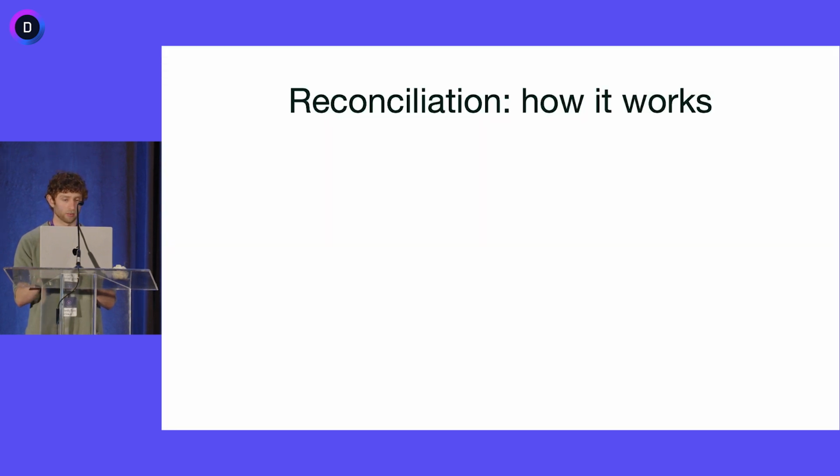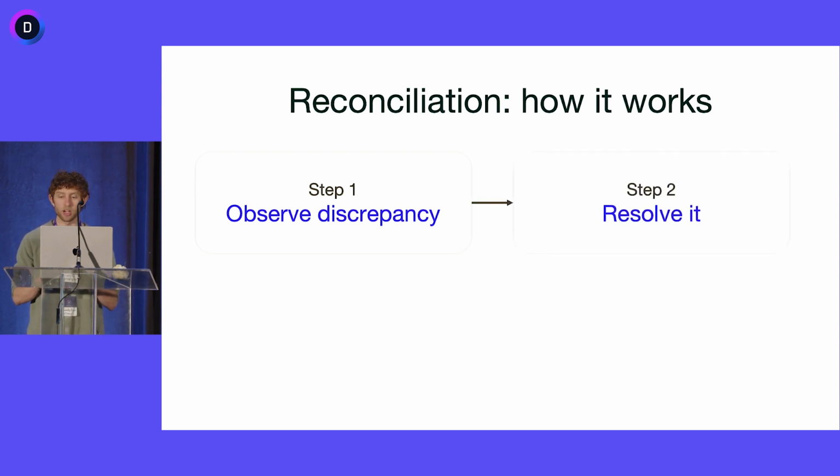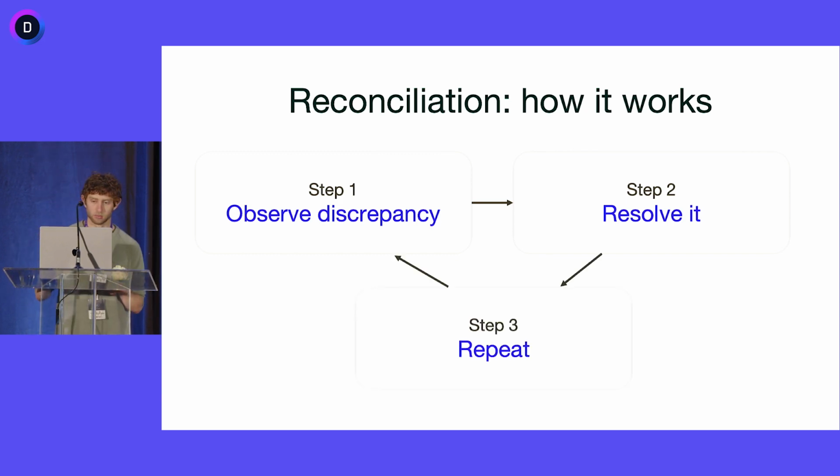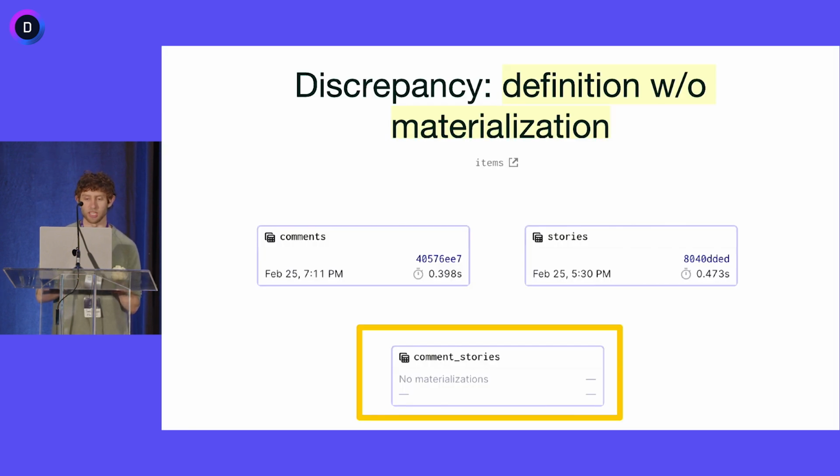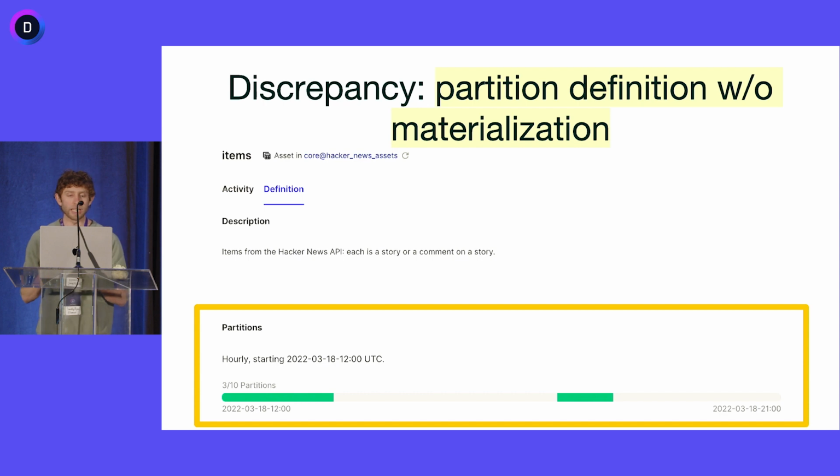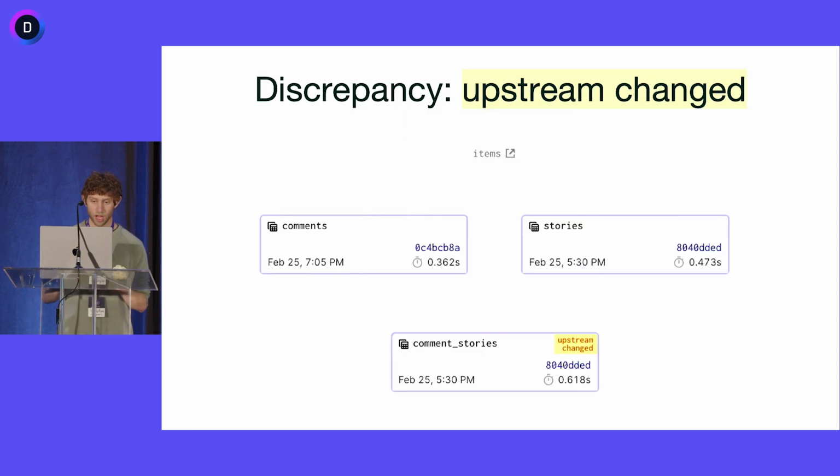Here's how it works. First, we observe discrepancies between how the world is and how the world should be. Then we launch computations that are required to make those two match. The most basic discrepancy in need of reconciliation is when you have a software-defined asset with no materializations. To make the set of assets in physical storage match the set of assets you've declared, you need to materialize the asset. A related discrepancy is when you're working with a partitioned asset and only some of its partitions have materializations.